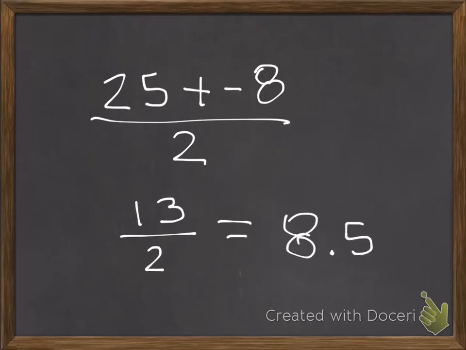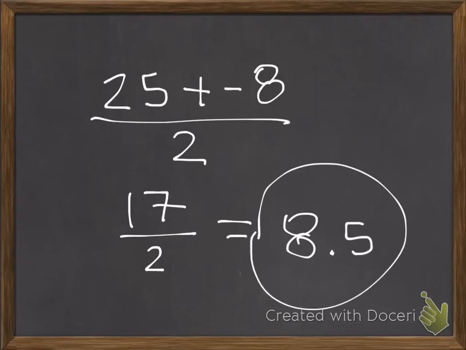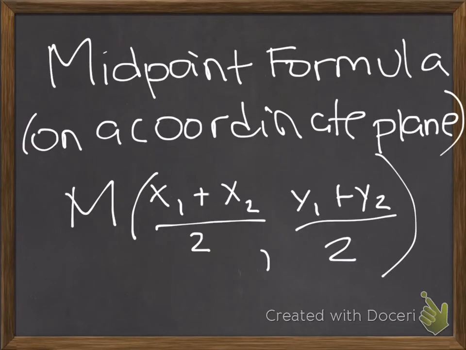Oh, not 8.5, I'm sorry. That's not correct. So this is why you always check your work. 25 plus negative 8 is not 13, it's 17. So your answer would be 8.5 degrees.